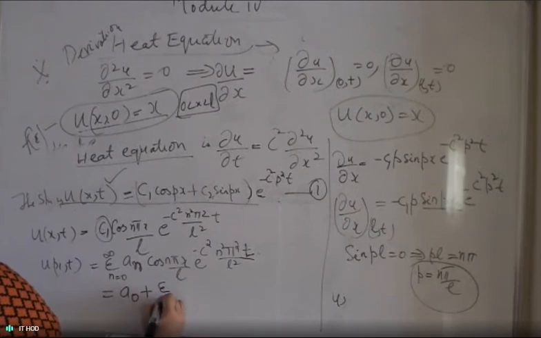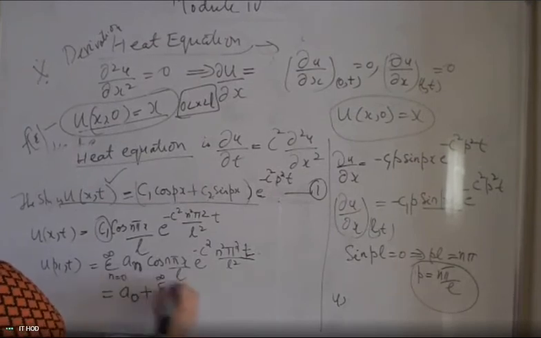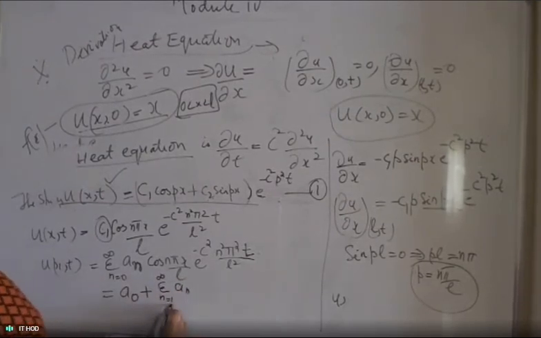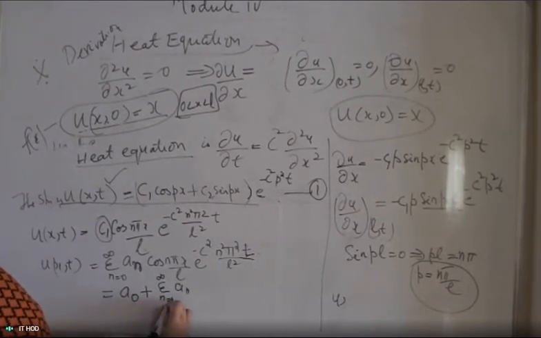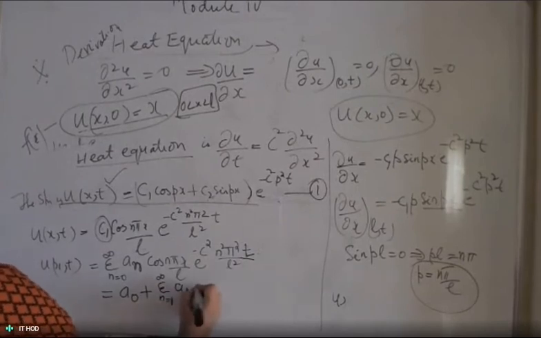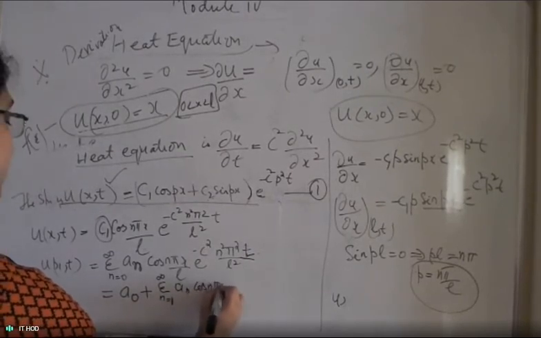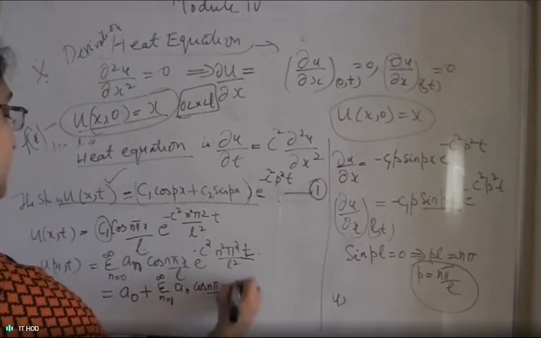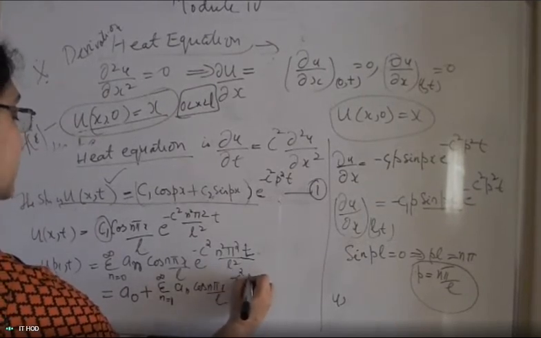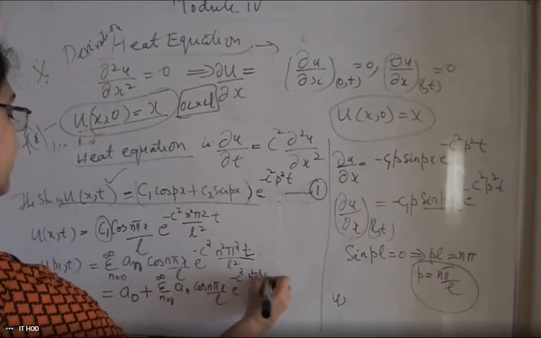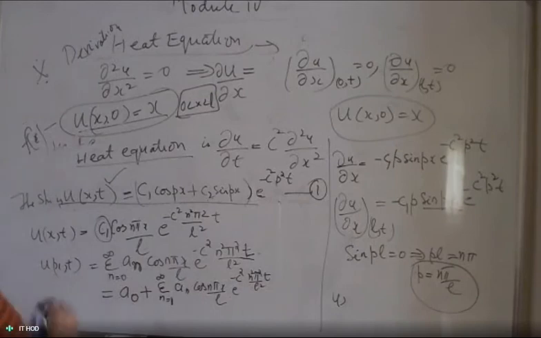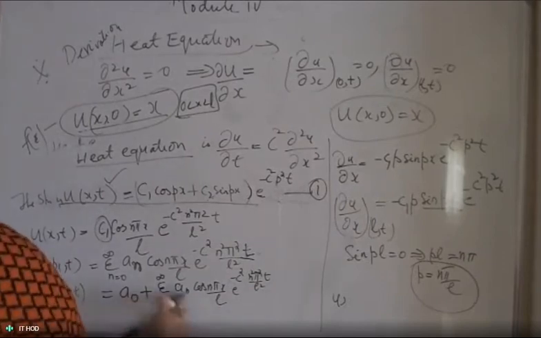Next is sigma n equal to 1 to infinity a n, so we are starting from 1 here. A naught we already took here, and n equal to 1, we are starting from n equal to 1, a n cos n pi x by L e raised to minus c square n square pi square by L square t. Okay, so this is our u(x,t).